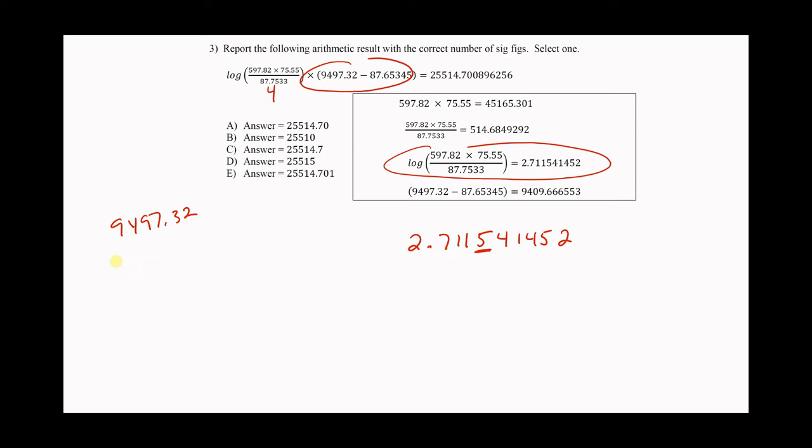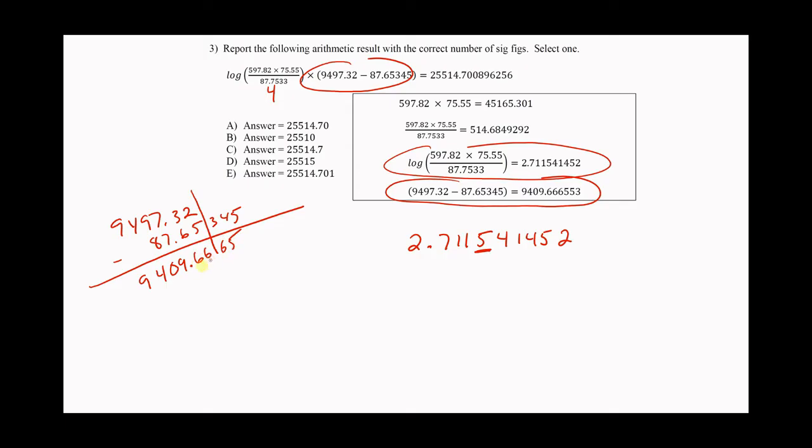9497.32. We're going to minus 87.65345 from it. It's quite obvious to see we can't have more than the second decimal place. That math is performed right here down the bottom. So we got 9409 decimal 6665. So that'll round up.